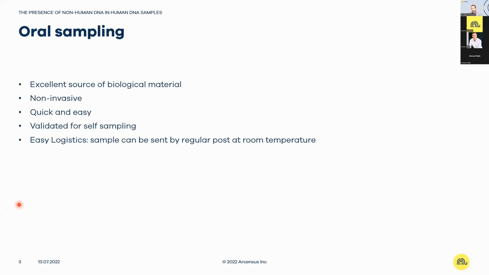So usually whole genome sequencing or diagnostics in general is performed on DNA from cells from individuals. DNA can be obtained from different sources, one of which is oral sampling. Oral sampling is actually an excellent source for such an analysis because it's non-invasive, so you don't have to go with a needle into somebody's body, and it is very quick and easy to perform. It has been validated as such. And finally, it is also very easy for the logistics. You can just swab the sample yourself. It can be done by the individual themselves.